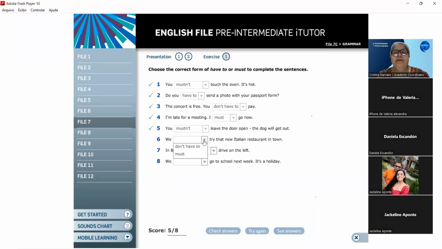Yes, teacher. The number 6 is we must try the new Italian restaurant in town. Excellent. Very good. Number 7, Valeria. In Britain, Britain, this is correct? Britain. Yes. You have to drive on the left. Exactly, because it's a rule. Excellent. Very good. Number 8, Daniela.